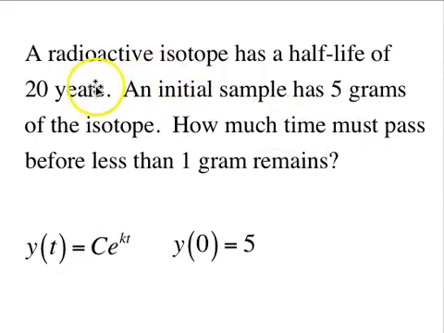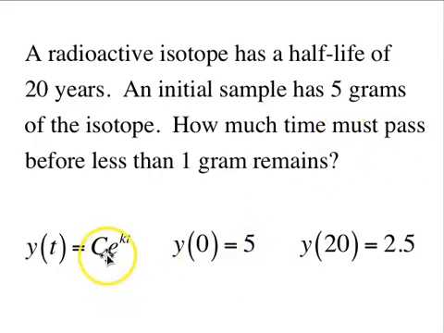The half-life of 20 years tells me 20 years out how much is left. Well, if I start with 5, 20 years out will be half of 5, or 2.5. So this is the other bit of information I need. So I get C for my initial, but I've got to get k. I'm going to need to use y of 20 as 2.5 to be able to solve for k.